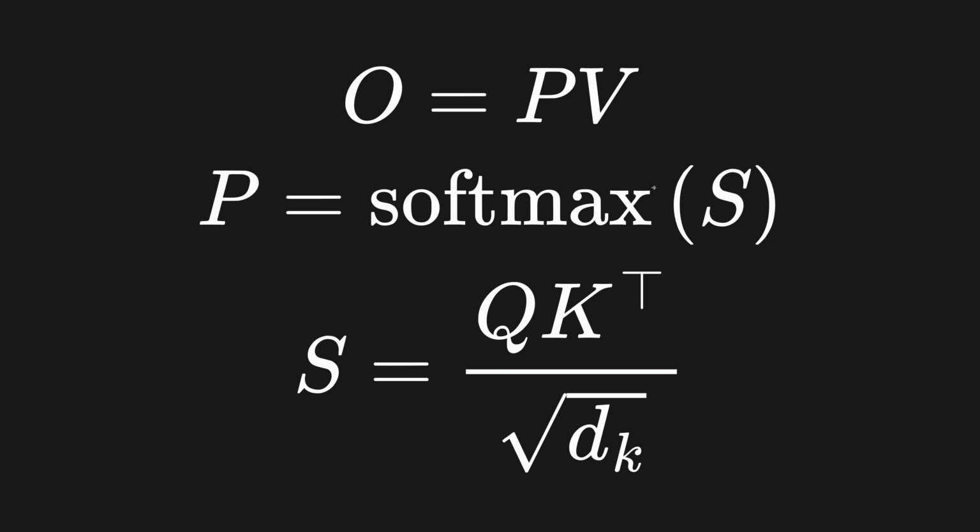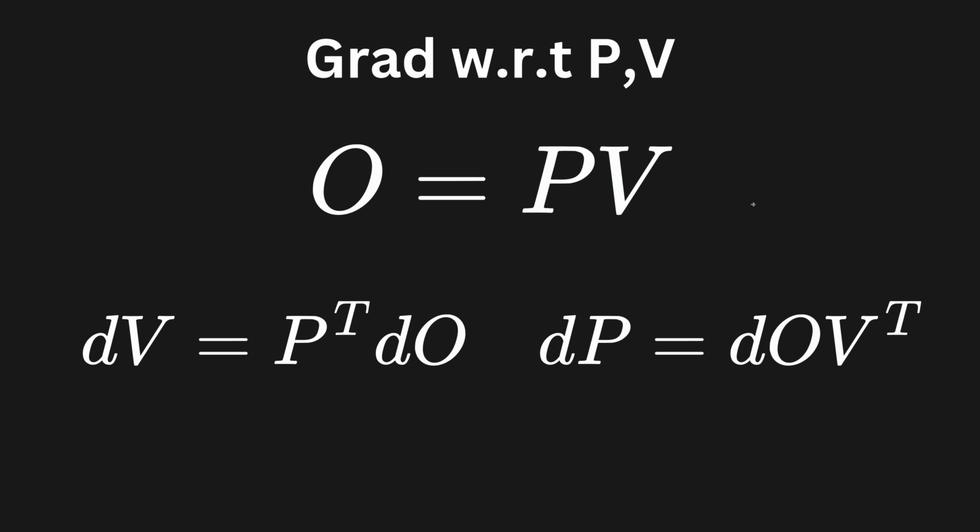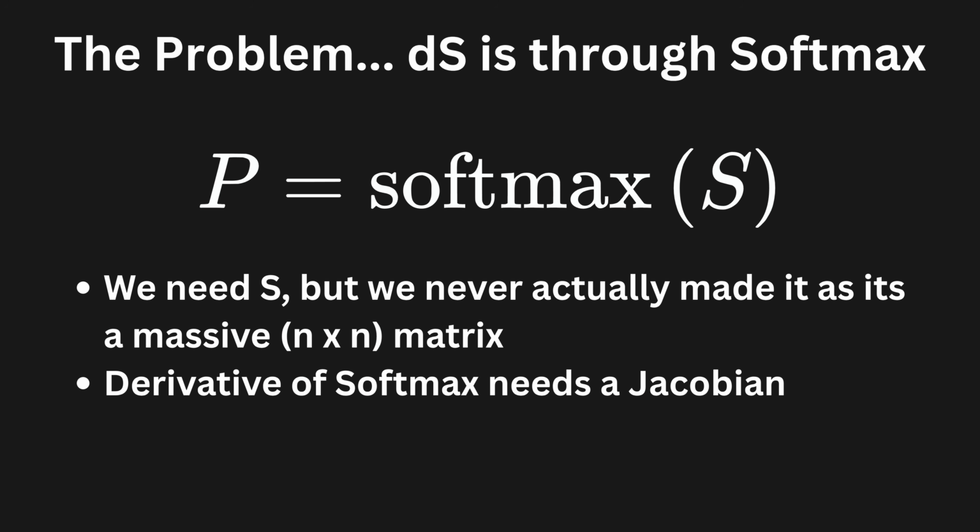Going back to the beginning here, look at the chain rule. I need to go from output to the probability, output to the V. I need to go from P to S, so dP dS. Then I need to go from dS to dQ and dS to dK. That's the chain rule. In this chain rule, how do I go from P to S? And that's really the main annoyance with the backward pass for flash attention.